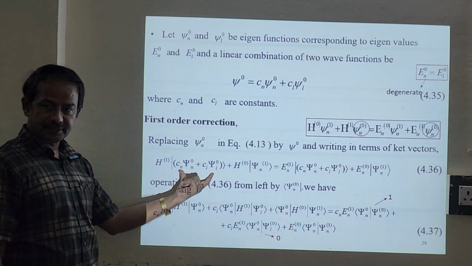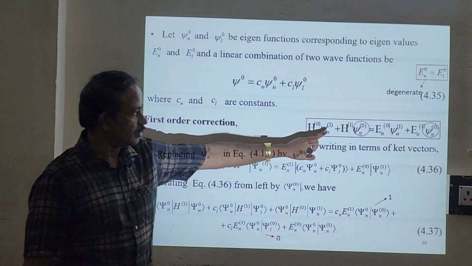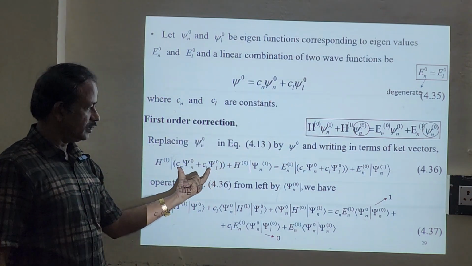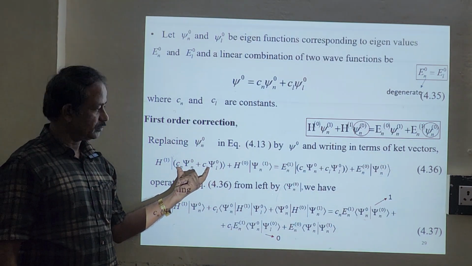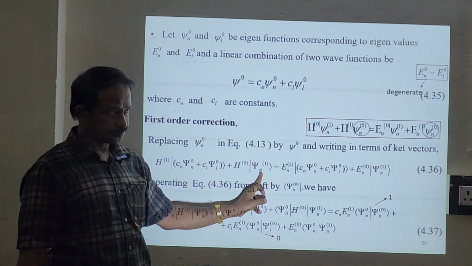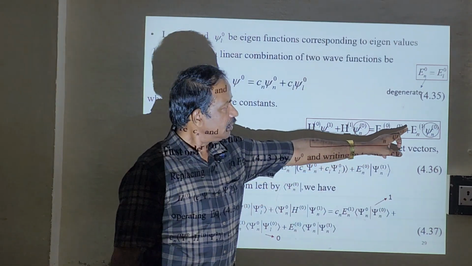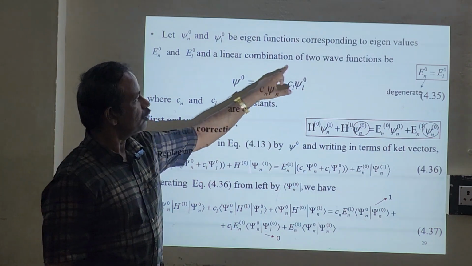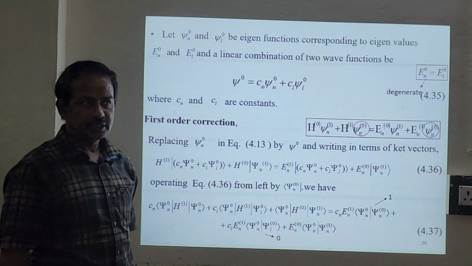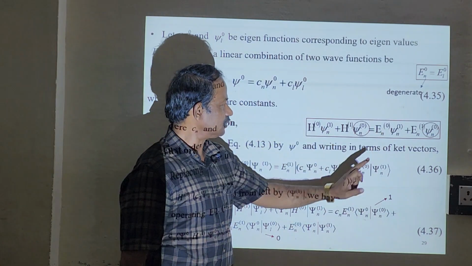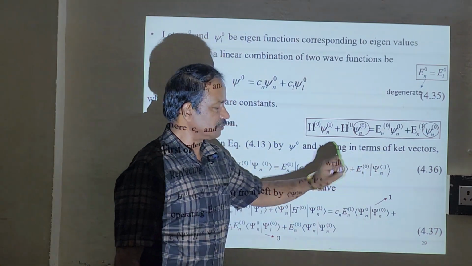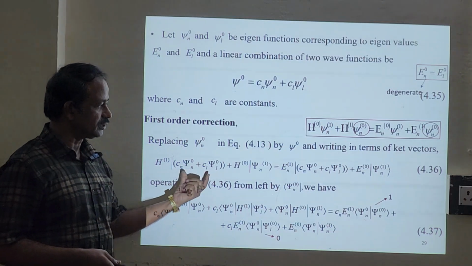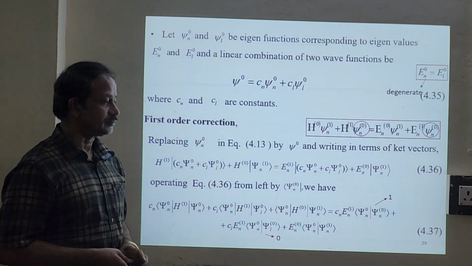So the h1 operator operates on psi n0, which is nothing but this, the first term, plus the first term I have written as a second term, which is equal to en1 psi n0. So en1, instead of psi n0, you substitute this. So you will get the first term, and this one let it be like this, en0 psi n1. Equation 4.36.